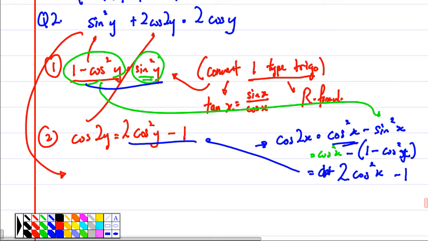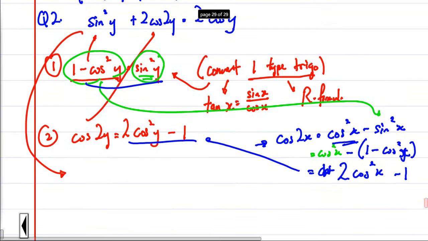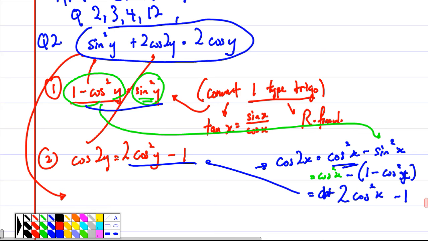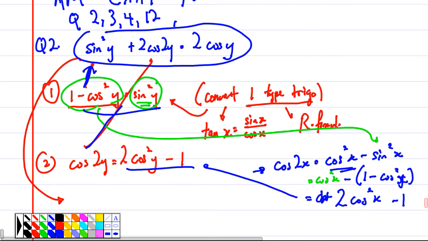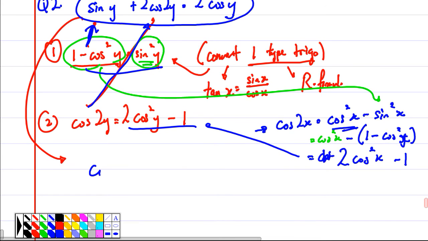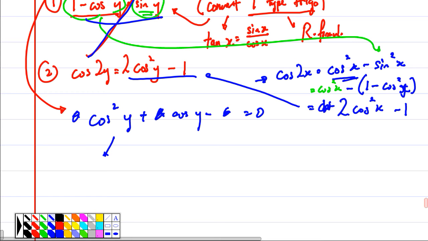We don't teach this anymore because now it's given. Now, back to your question. How do you solve this? After I put this red thing inside, I will end up with something like cosine square y plus something cosine y minus something equals 0. Then you see that you can factorize. So when you factorize, you have cosine y equals something. Cosine y equals something. You can also let cosine y be a. Then you have a square plus a plus something equals 0.